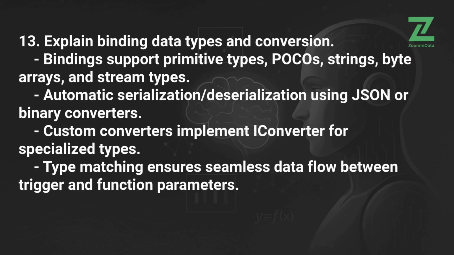13. Explain binding data types and conversion. Bindings support primitive types, POCOs, strings, byte arrays, and stream types. Automatic serialization, deserialization using JSON or binary converters. Custom converters implement IConverter for specialized types. Type matching ensures seamless data flow between trigger and function parameters.